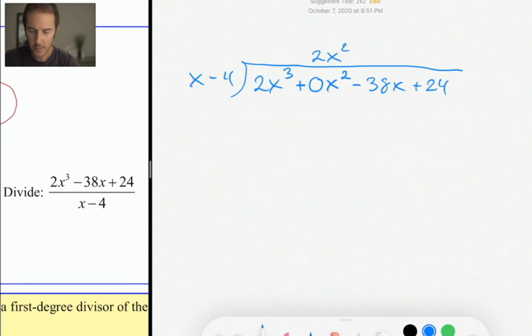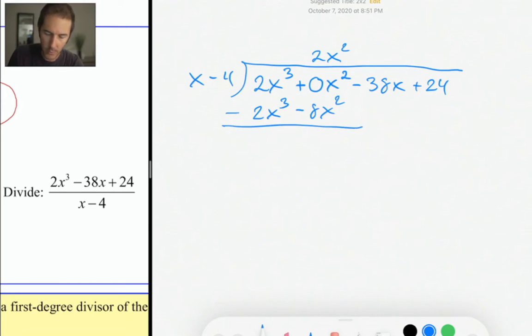And that is indeed correct, and I'm going to confirm that because I'm going to take this 2x squared now, and I'm going to multiply it by the entire divisor. So check this out. 2x squared times x makes 2x to the third, and 2x squared times -4 makes negative 8x squared. And we are going to do subtraction.